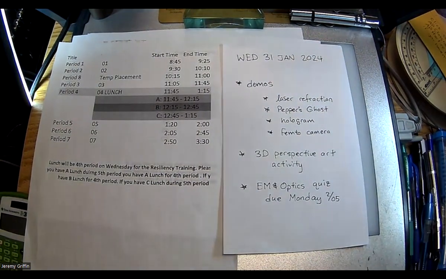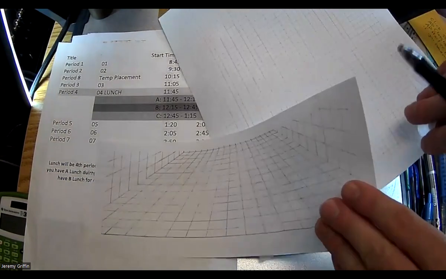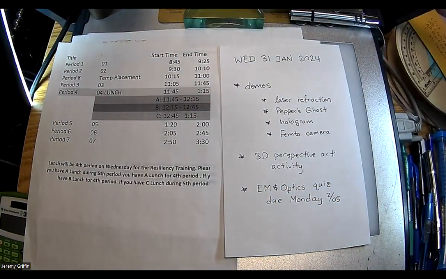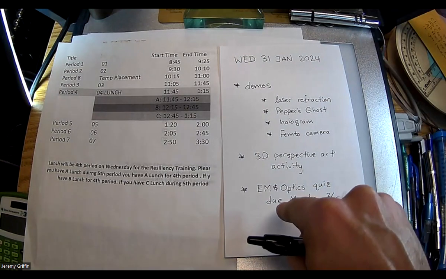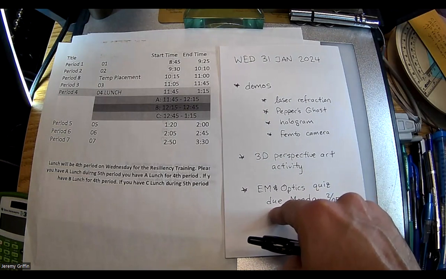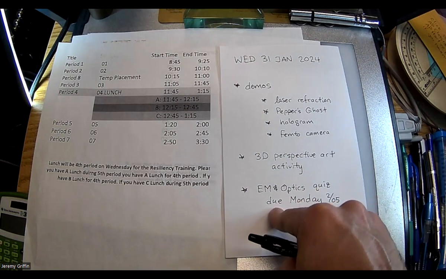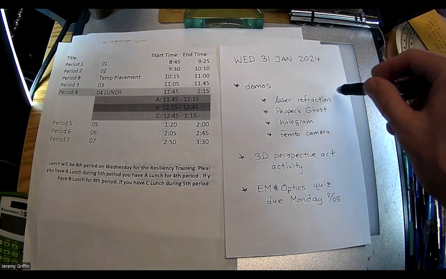You guys have a couple of pages in front of you, so I will demo you a perspective grid and a regular flat graph paper. I'll show you in a few minutes. Before you leave class today, I'll get you your next quiz, electromagnetic spectrum and optics quiz. You have a few days to do that. Let's have that due on Monday. Write that in your planner. Due Monday. All right, so demo stuff.